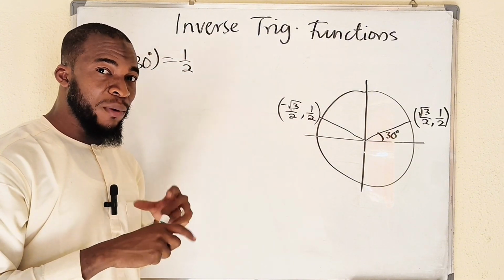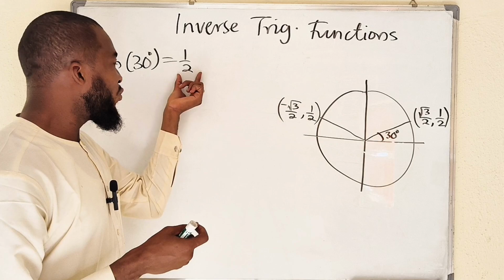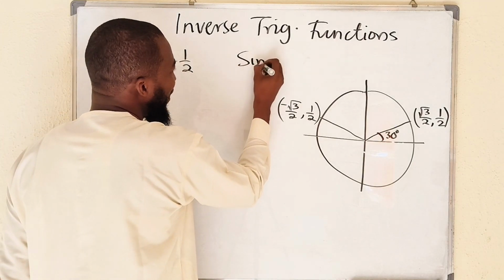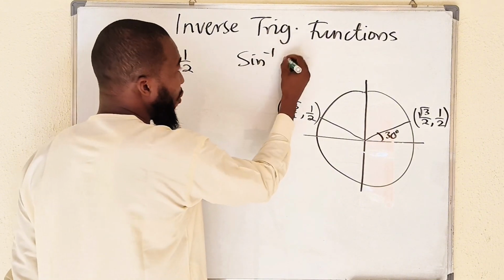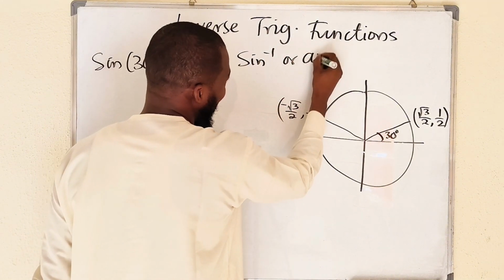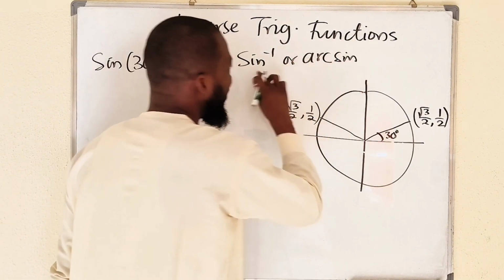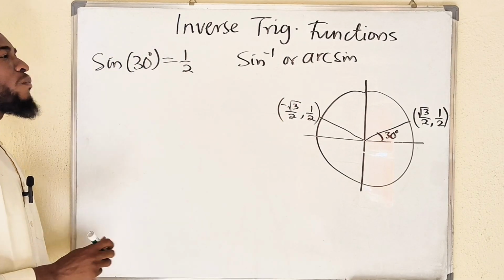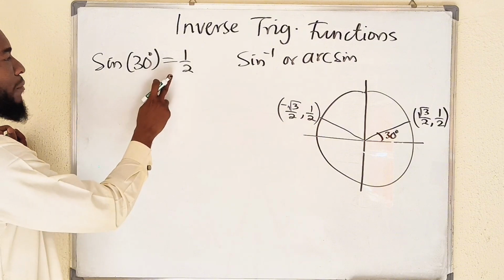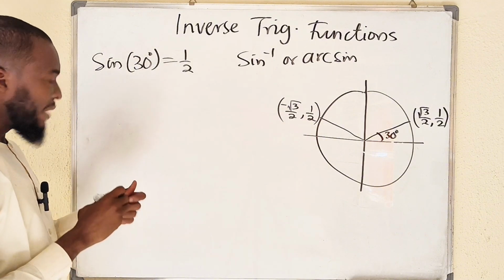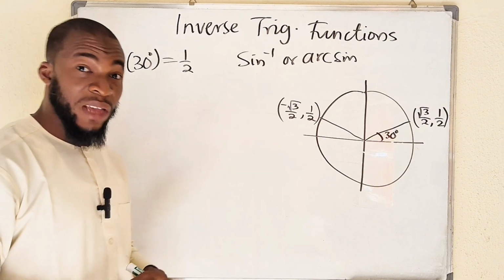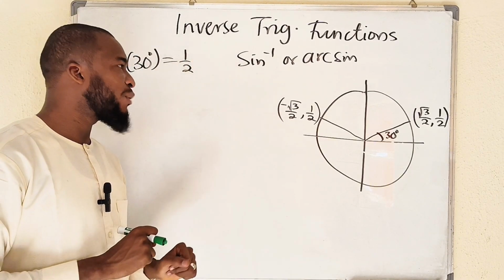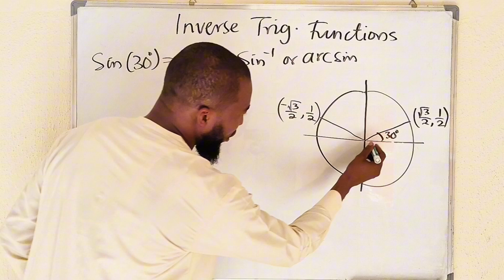But talking about inverse, it means we have to undo sine, and that is what? Sine inverse. It is either written like this or you call it arc sine. These are what? Inverse trig functions of sine. So how do we do that? I know that there are sine ratios of many angles, infinitely many, that can give us 1 divided by 2. Another one is 150 degrees.